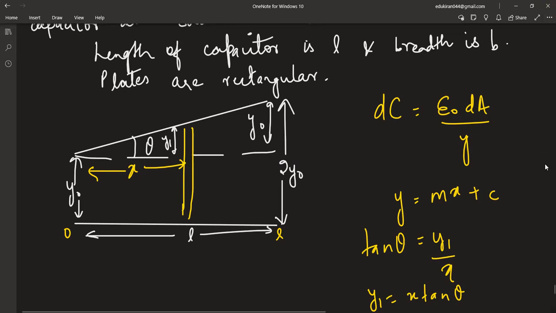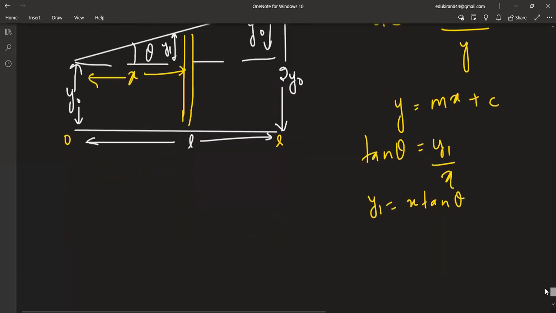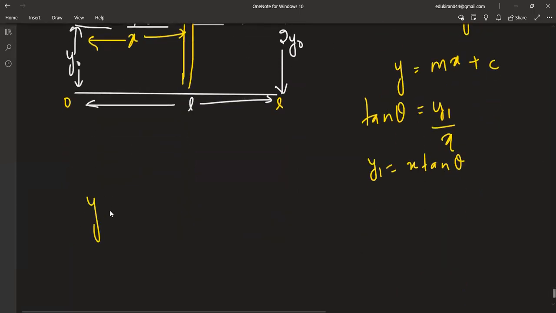Now your entire y, this entire y. When we are talking about y, what is the total separation that we need? See, we are just taking a very small area, dA. How will you calculate dA also? That is also one thing. How will you calculate dA?